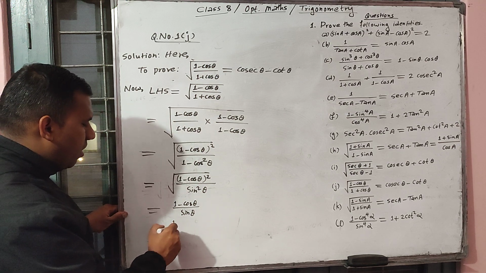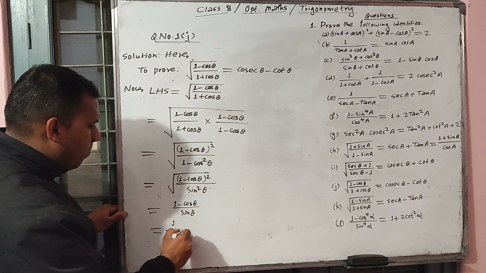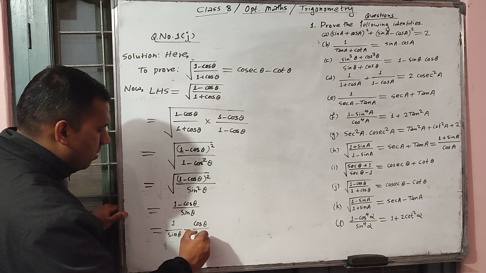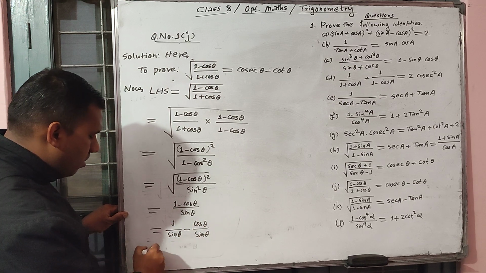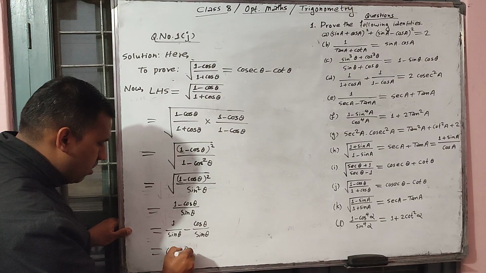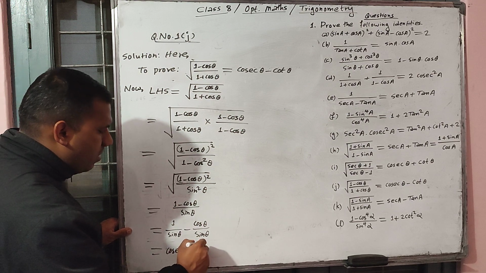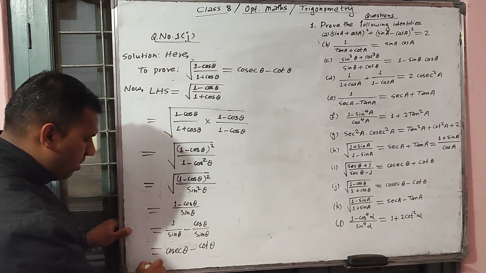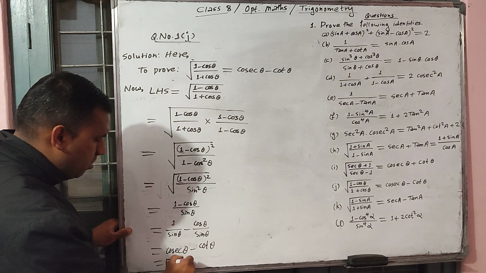Now breaking it, we can write 1 upon sin theta minus cos theta upon sin theta. This equals 1 upon sin, that is cosec theta, minus cos by sin, that is cot theta. Cosec minus cot, that is our RHS, so LHS equals RHS.